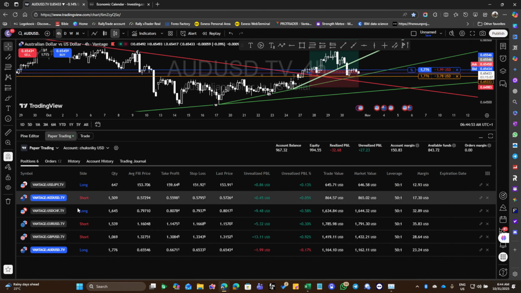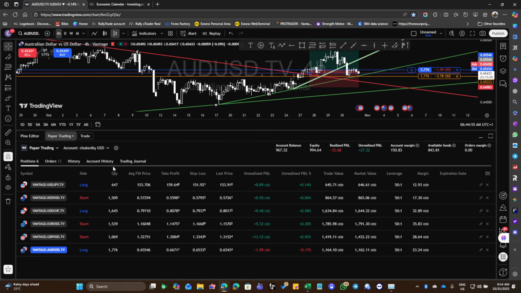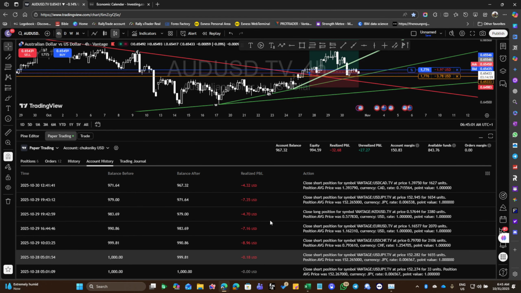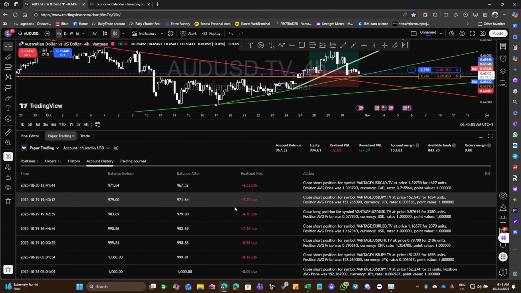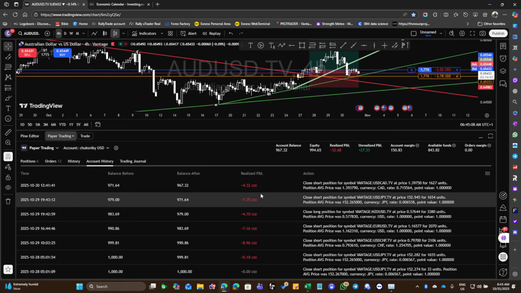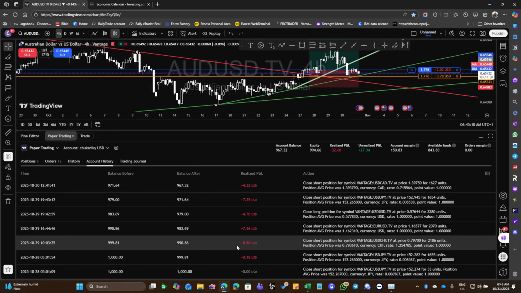So over here, this is my current market situation. It's a paper trading account. I'm not scared to say that. And you can see the history has been losses overall. However, none of them is up to 1% of the account balance. The account is a $1,000 account, and I've not lost 1% of it.